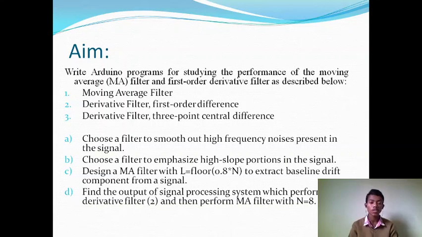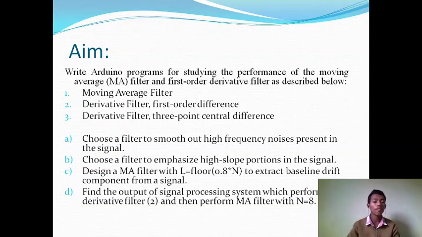For the second question, we need to choose a filter to emphasize high slope portions, to capture high slope portions. With our previous knowledge we can say that sir, you can choose the derivative filter to emphasize high slope portions, because it is a high pass filter. It will preserve edges, which are nothing but high slope portions. In derivative filter of any kind, first order difference or 3-point central difference, you can choose.